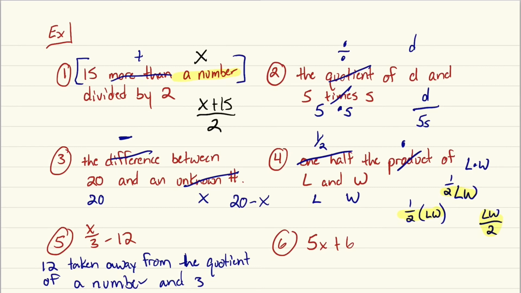All right, the same thing. Over here we have 5x plus 6. You know, at first glance, we could put this together as we read it and just say 5 times a number plus 6. Or we could say something like this. The sum, let me spell that right. The sum of 6 and 5 times a number.